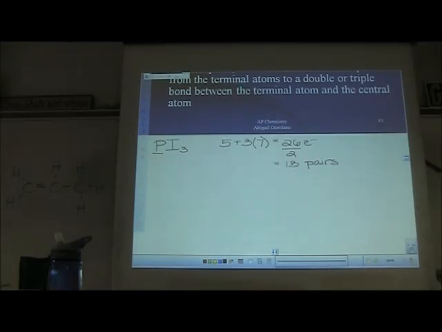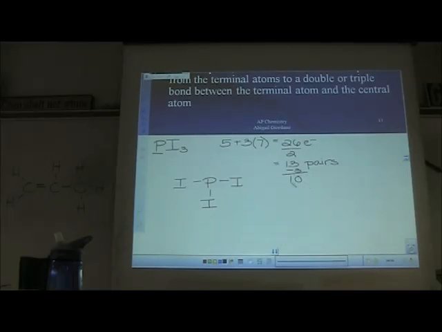Step four says draw a framework using single bonds. We said P would be in the center, and I'm going to draw these three iodines around it like this. If you want to put this iodine on the top, that's fine. It doesn't matter. What does this line represent? One pair of electrons, and it's being shared. It's called a shared pair. I've just drawn three lines. I had 13 pairs to work with, and I just used up three of them. So I have 10 left.